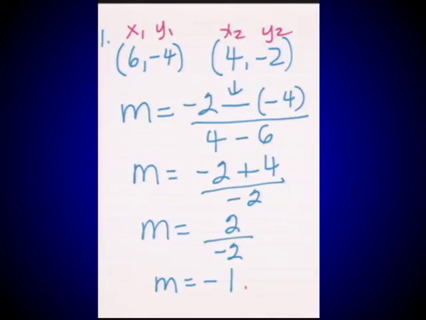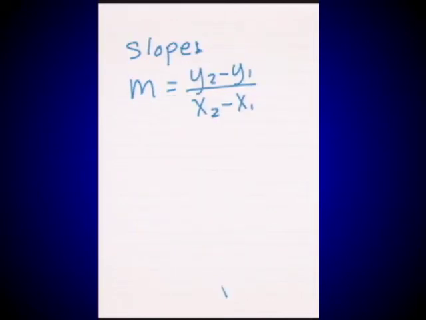Well, I have a question for us. Let's go back to our slope formula. I wonder if these are equal. Could I say y sub 1 minus y sub 2 divided by x sub 1 minus x sub 2? Would that work?